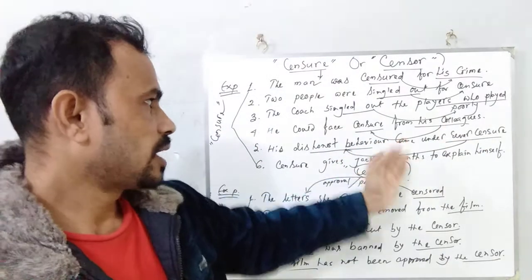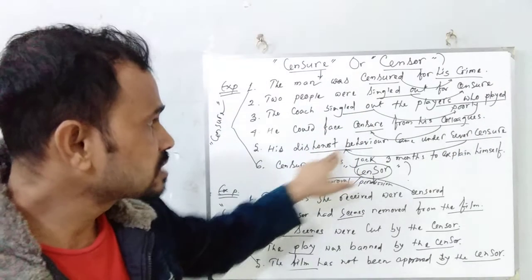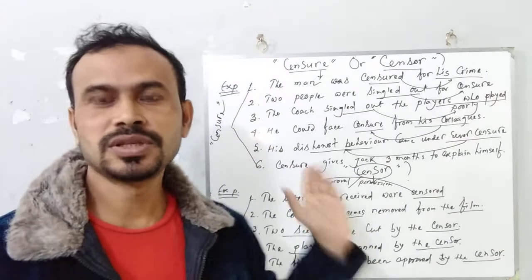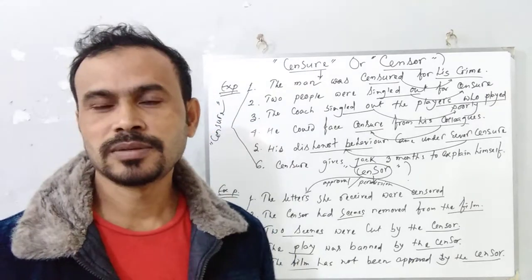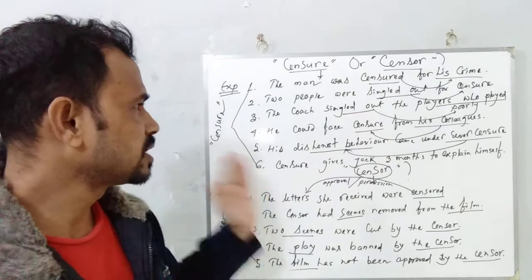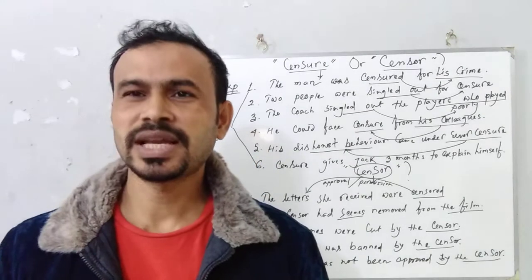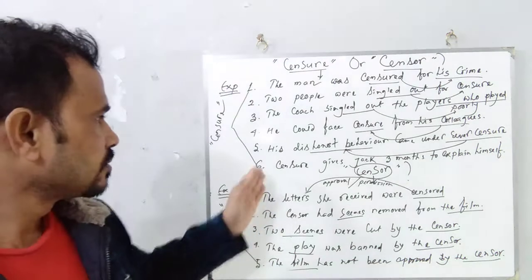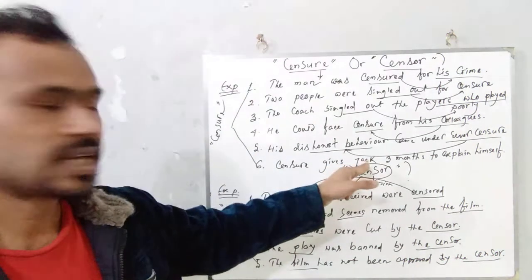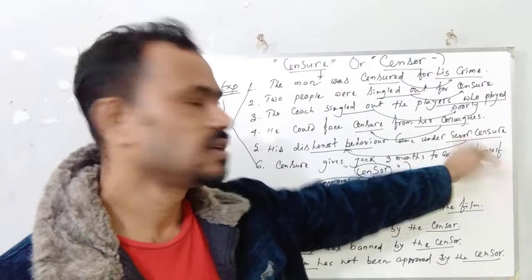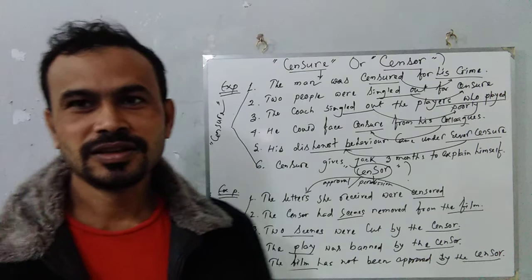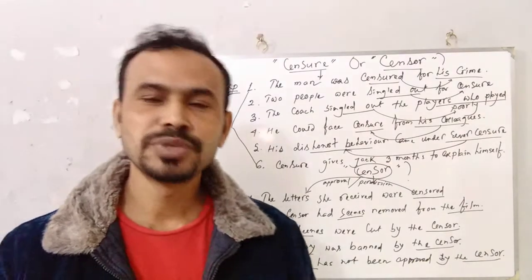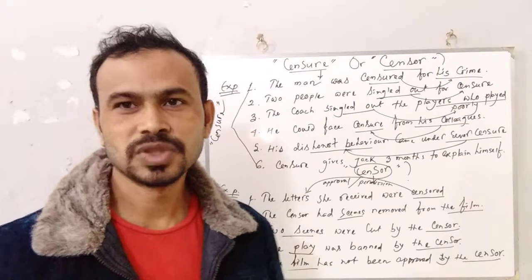So under severe censure, what? His dishonest behavior. I think my friends, from this sentence, I have mentioned it for your understanding. You got my point. What am I trying to say about censure? Next sentence, number six, censure gives Jack 3 months to explain himself. Censure, I think, can be an organization. The organization gives permission to someone to do something.